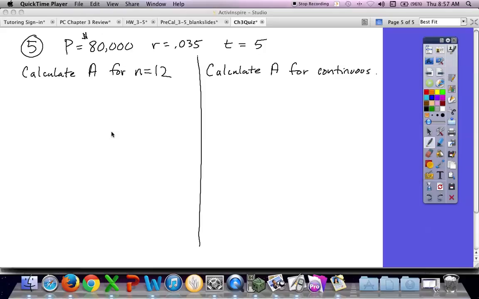Right? You were given an initial investment of 80,000, the interest rate, and the T, and you had to do it twice. Once was going to use the formula for number of compoundings per year. The other one was for continuous. And you were given the formulas.